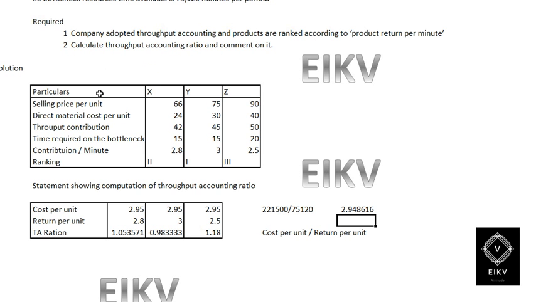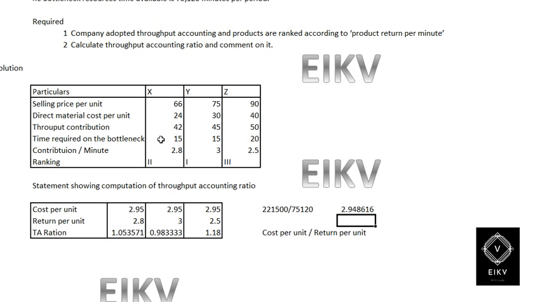In the solution I have made a tabular format which contains four columns: particulars, X, Y and Z, and I have taken selling price as 66, 75 and 90, which is directly taken from the question, and direct material cost per unit which is 24, 30 and 40. And when we deduct direct material from the selling price, we will get the throughput contribution as 42, 45 and 50.